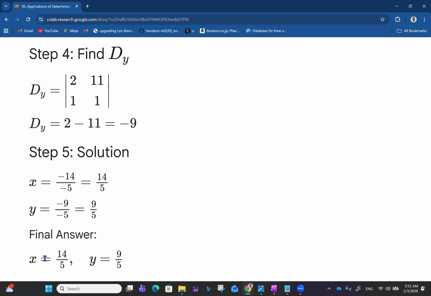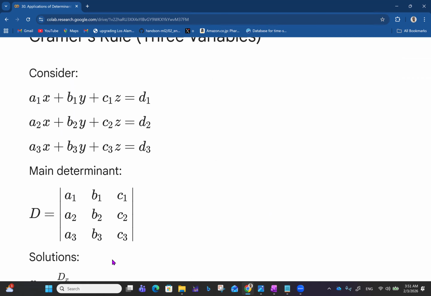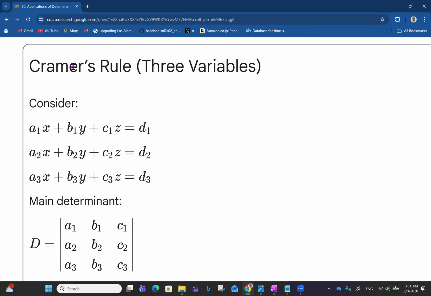So the final answer is that x is 14 over 5 and y is 9 over 5. So talking about three variables now, we go the same way. For three variables, you have the system a1x plus b1y plus c1z equals d1, a2x plus b2y plus c2z equals d2, a3x plus b3y plus c3z equals d3.